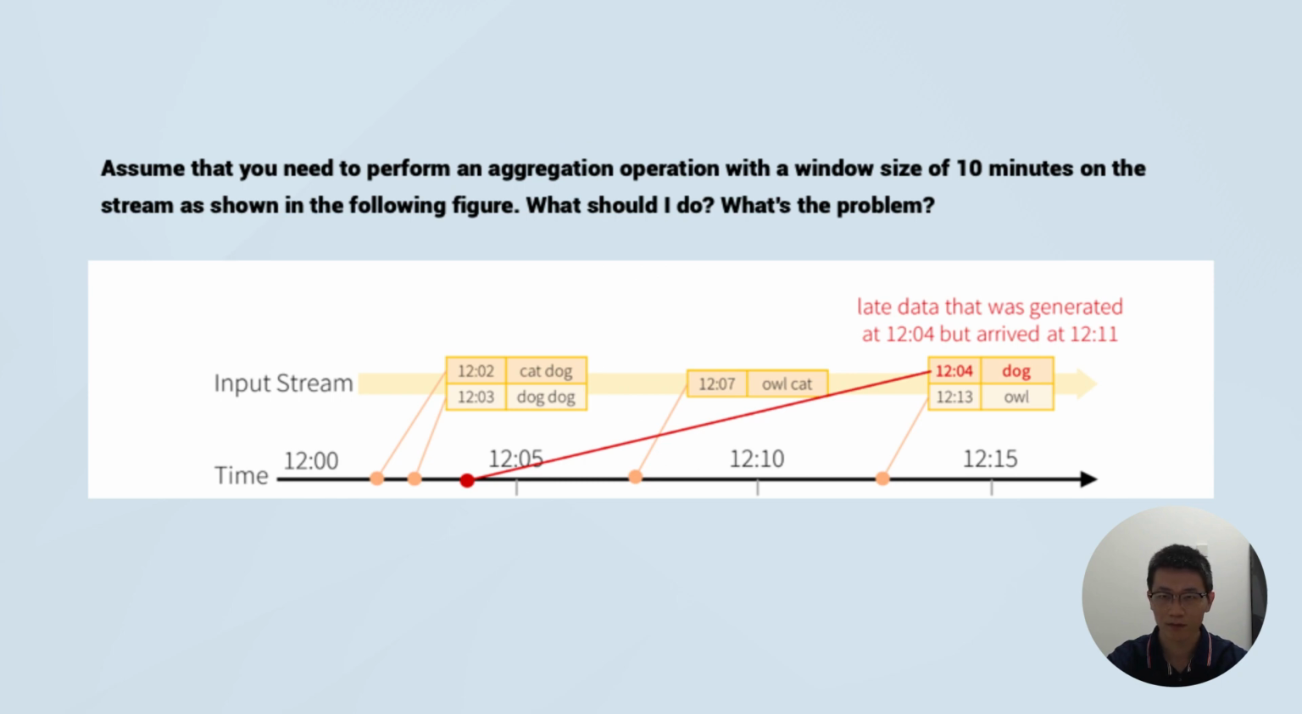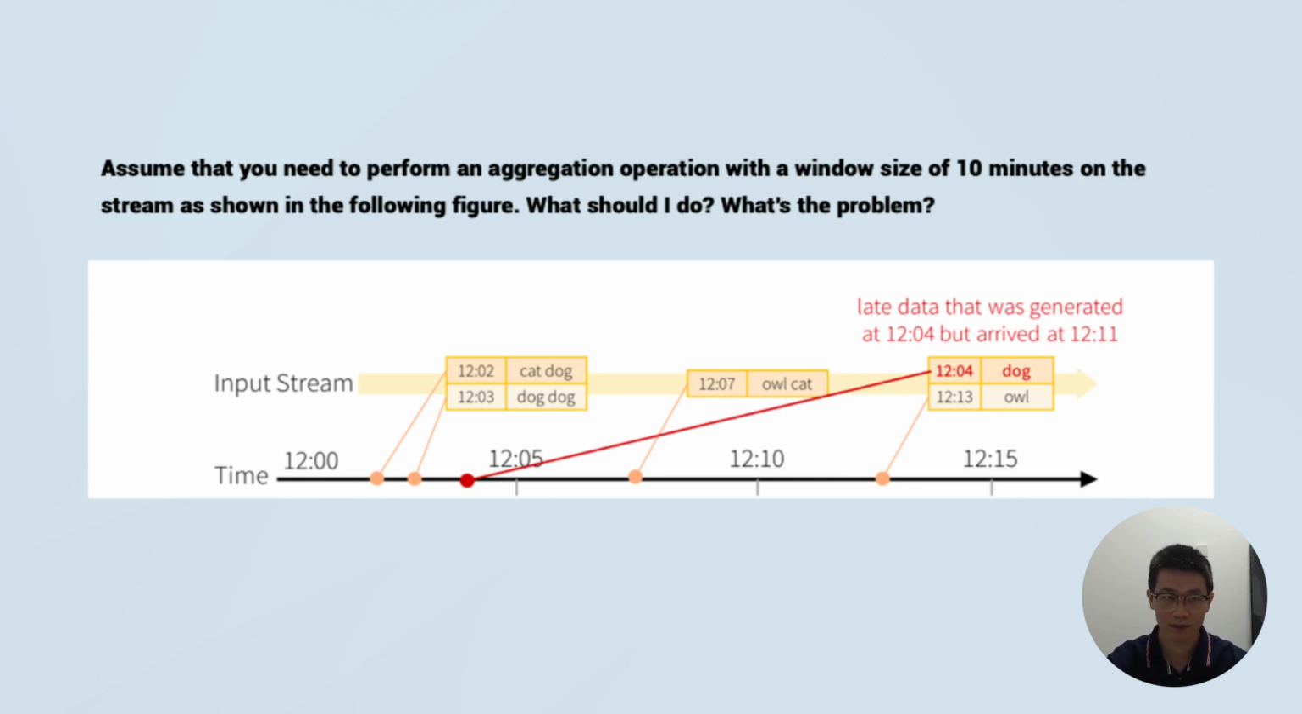So at 12:05, we perform the count, inputting data from 12:02 and 12:03, which fall within the 12:00 to 12:10 window. We record the count. For example, cat appears once and dog appears 3 times. By 12:10, we only need to process the new data, as the previous data was already handled by the 12:05 operation. This is an incremental process.